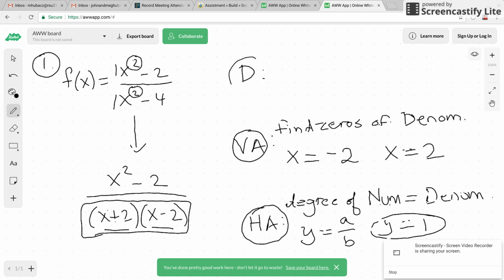And so I'm going to leave you with the domain, which is what I'm asking for in this question. So you have to remember, what is the connection between vertical asymptotes and domain that we made in class today?